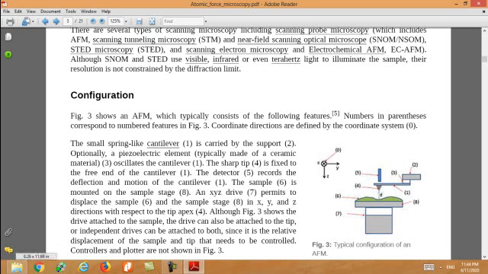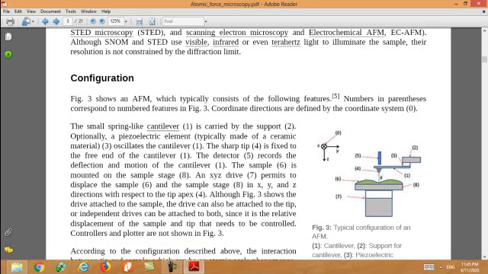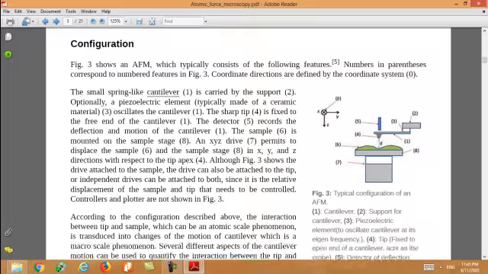The sample is mounted on the sample stage, and an x, y, z drive permits displacing the sample and the sample stage in the x, y and z directions with respect to the tip. Although this figure shows the drive attached to the sample, the drive can also be attached to the tip. Two independent drives can be attached to both, since it is the relative displacement of the sample and the tip that needs to be controlled. Controllers and plotters are not shown in this figure.